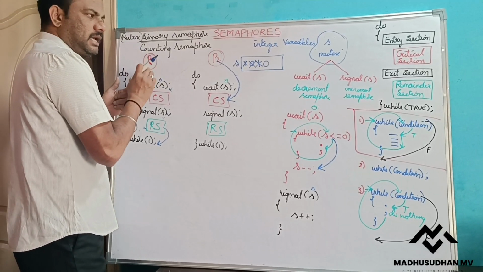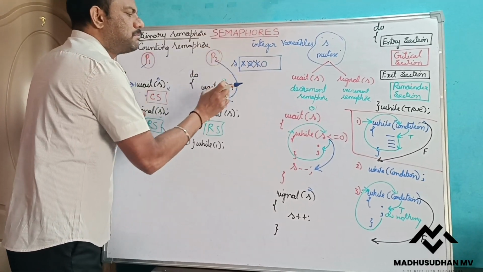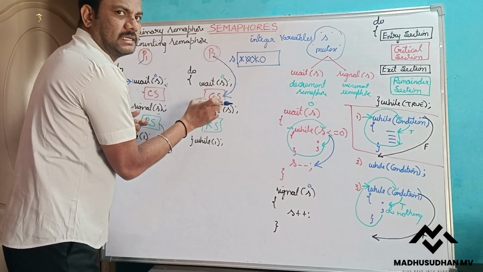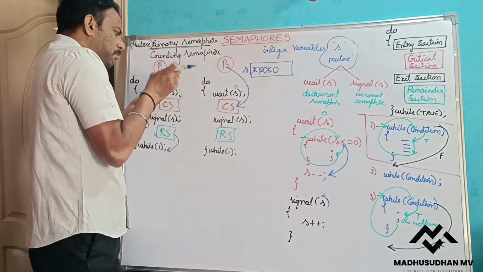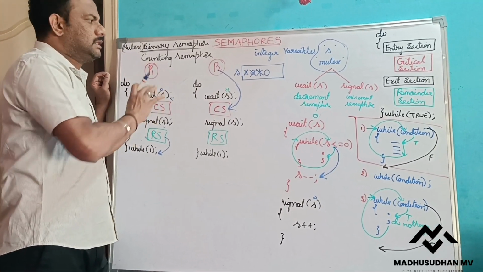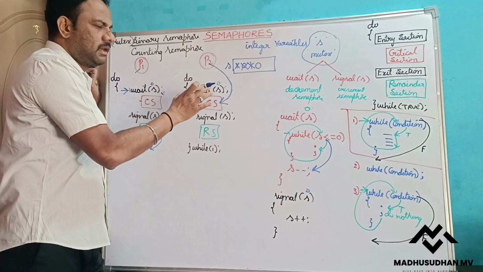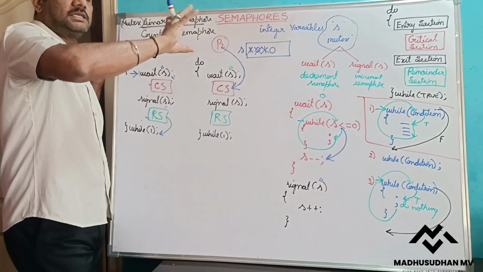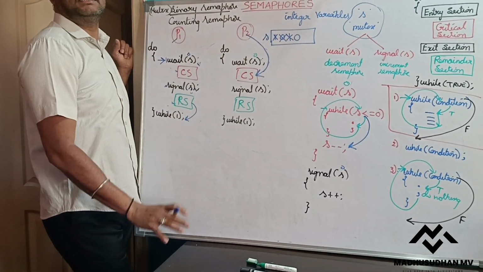Why is P1 stuck here? In the wait, P2 has blocked this. P2 is in the critical section, so this wait blocked P1. This is how wait and signal are used to block one process if another process is already in the critical section.